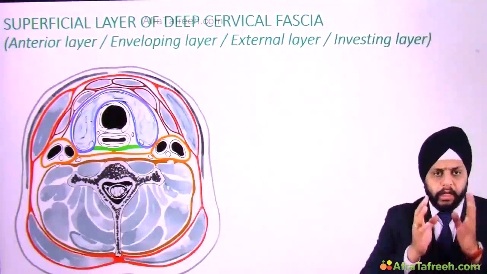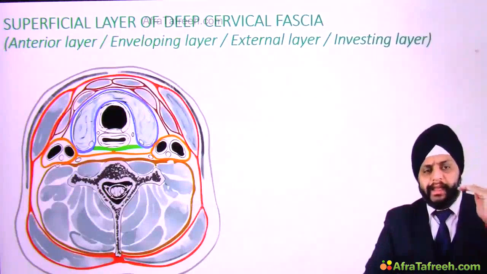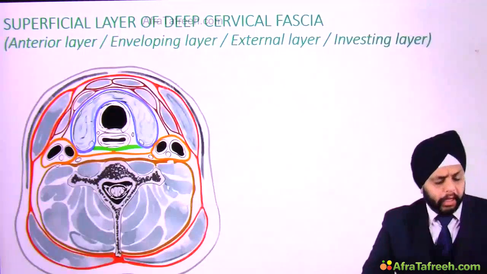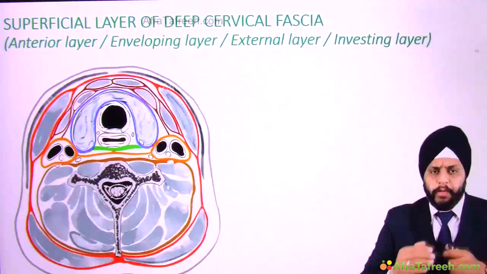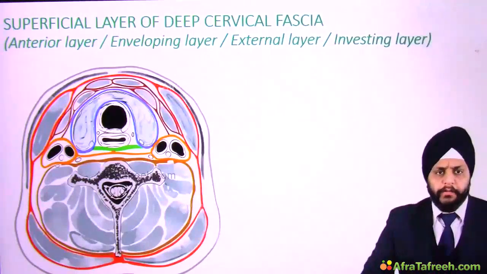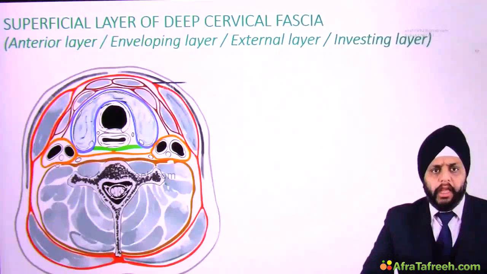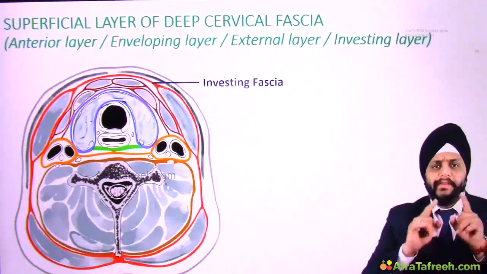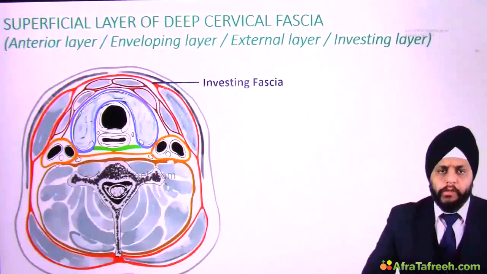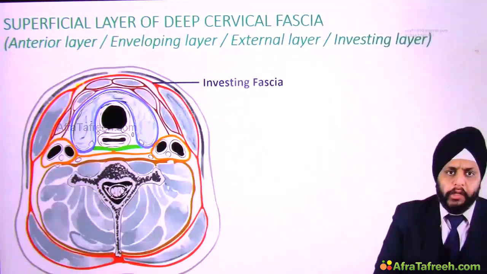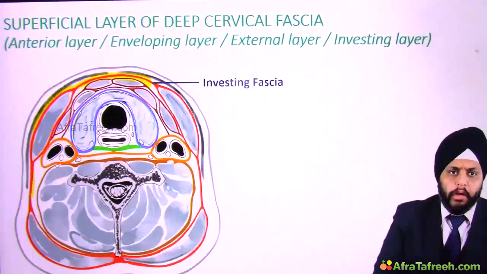Let's look at this photograph. This is an axial cross section of the neck, and we'll discuss this photograph one by one in the different layers of the deep cervical fascia so that you have a complete understanding. Now let's look at this image, and we can see over here, this is the investing fascia or the superficial layer of deep cervical fascia. As you can see, this superficial layer of deep cervical fascia is going all around the neck.